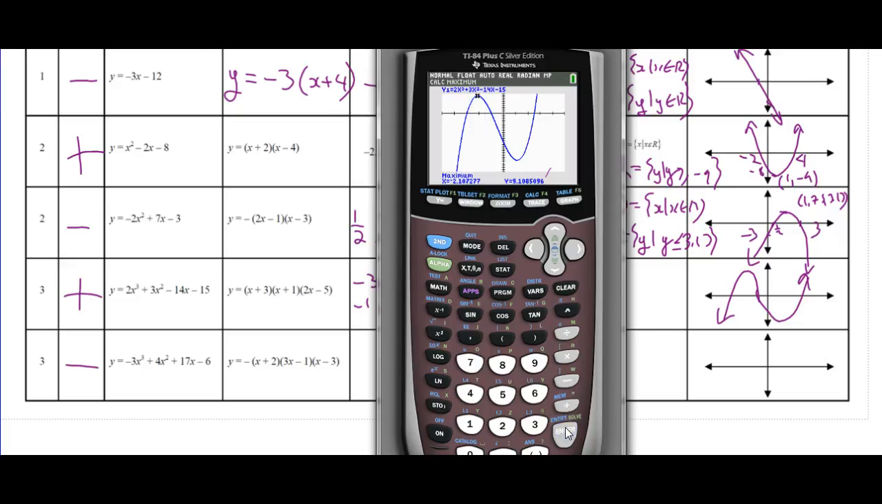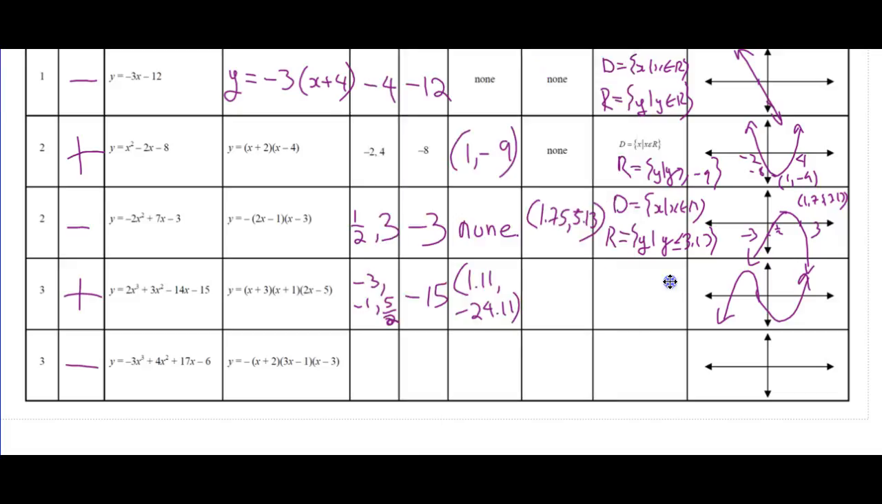Negative 2.11, 9.11. It's the domain of every polynomial function. What's the range? Look at the arrows, right? Going down forever, going up forever. The range is all real numbers.